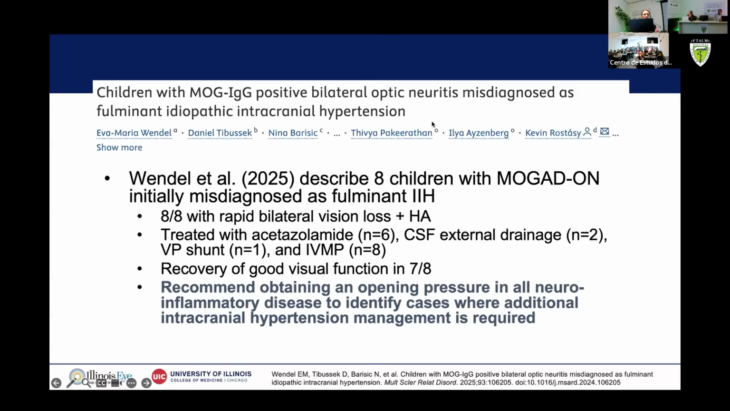The authors propose that measuring opening pressure in neuroinflammatory diseases might be helpful to identify cases that need some additional management with ICP.